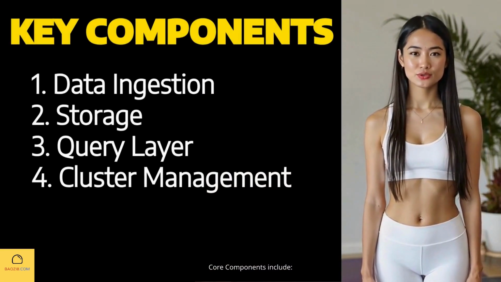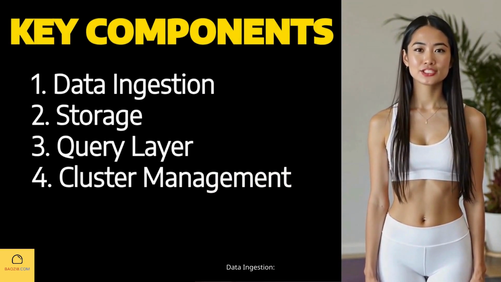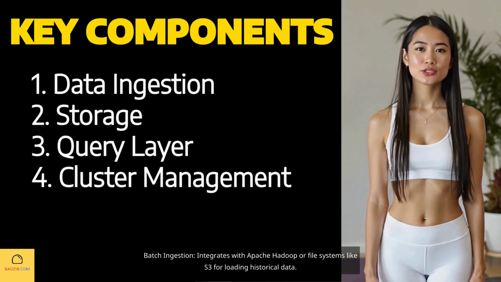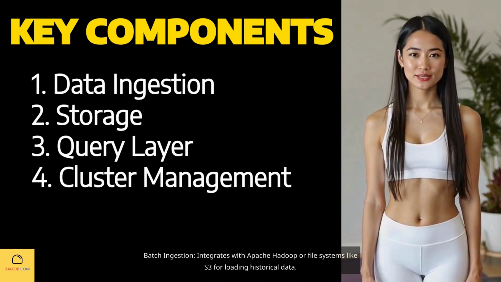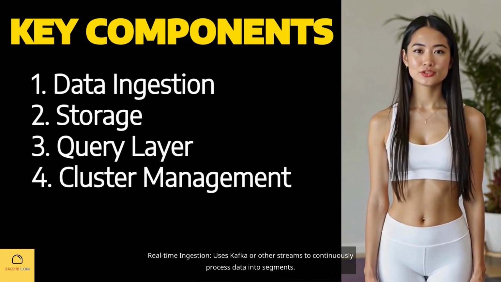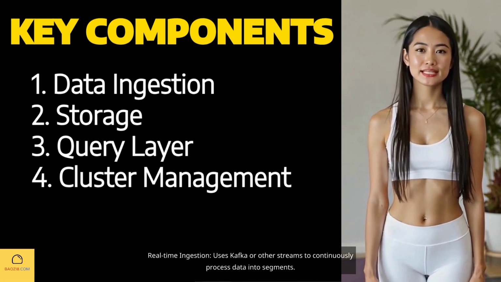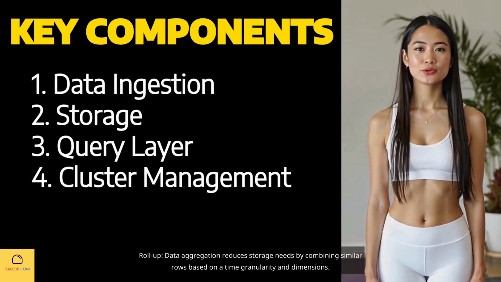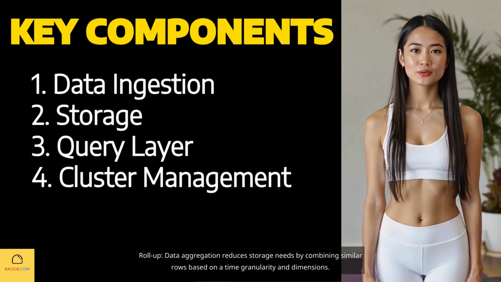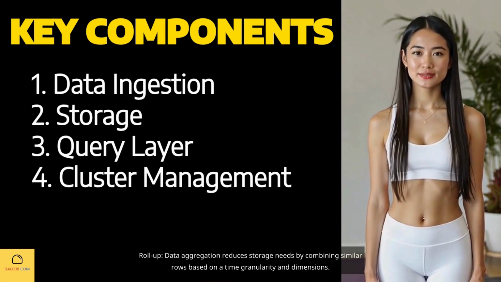Core components include 1. Data ingestion. Batch ingestion integrates with Apache Hadoop or file systems like S3 for loading historical data. Real-time ingestion uses Kafka or other streams to continuously process data into segments. Roll-up. Data aggregation reduces storage needs by combining similar rows based on a time granularity and dimensions.